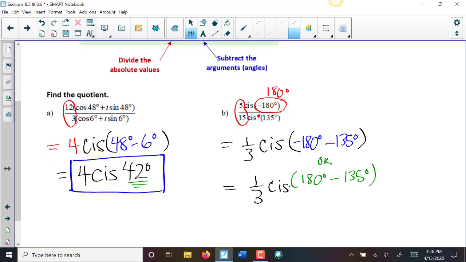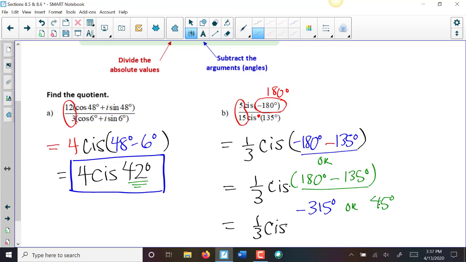Here, when we subtract, I get what? Negative, I don't know, I didn't do that. So let me think about that. 180, 315, I believe. Okay. When we subtract here, we get 45. Are those two angles coterminal? Should be. Okay, so it'd be 1/3 CIS.